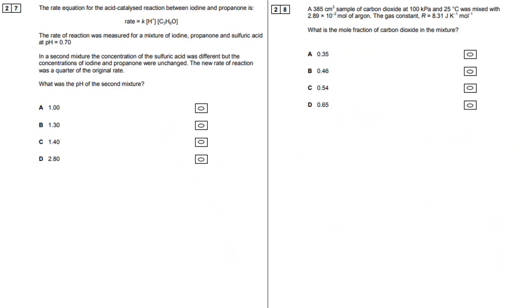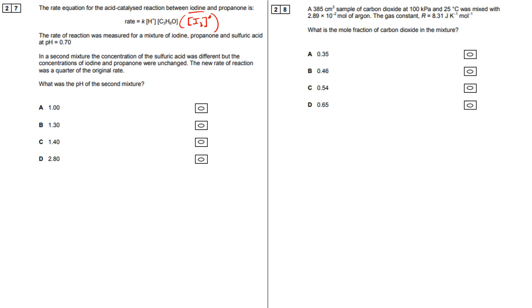So on to question 27 then. So you're given the rate equation for an acid catalysed reaction between iodine and propanone, and you can see it's k times the hydrogen ion concentration times by propanone. It mentions iodine here, but it's not in the rate equation, which means that iodine must be zero order, so it's not written in there.